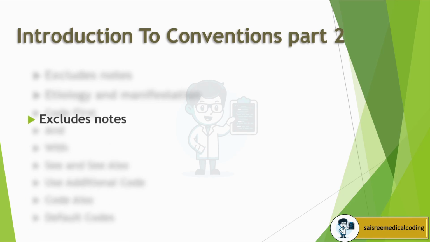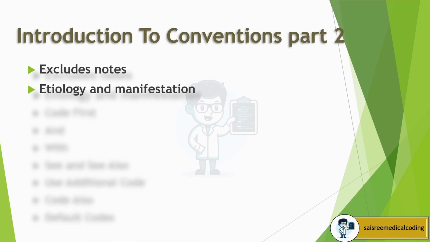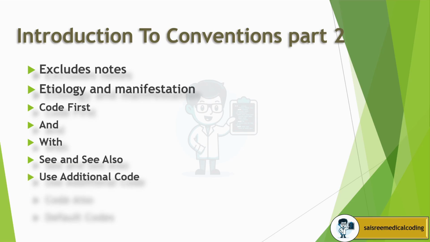That is exclude notes, etiology and manifestation, code first convention, and convention, with convention, C and C also convention, use additional code, code also convention, and default codes. These are the remaining parts of the conventions which we will see one by one in detail today.